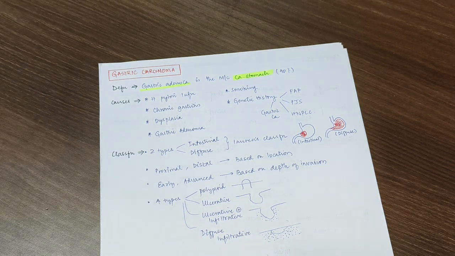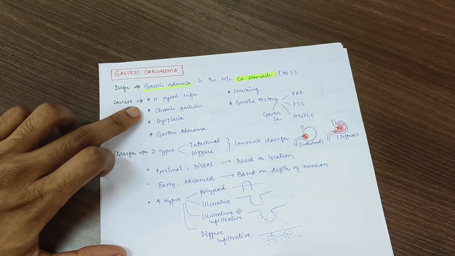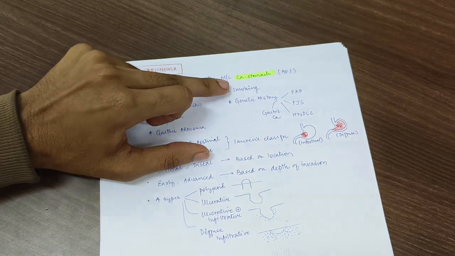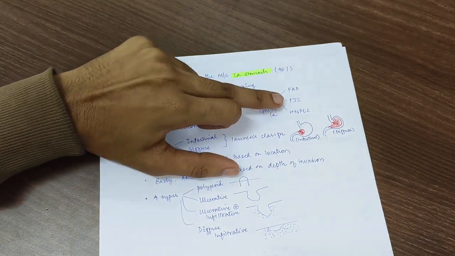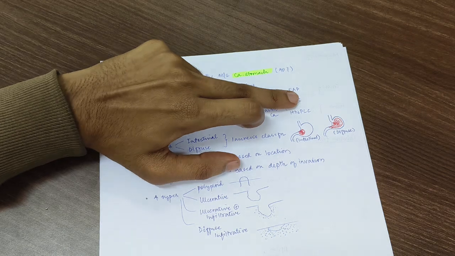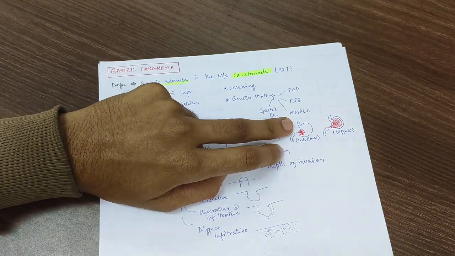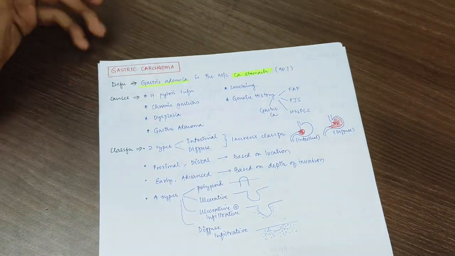Okay, what are the causes? H. pylori, chronic gastritis, repeated infection will lead to carcinoma. Then dysplasia, gastric adenoma, smoking, and genetic history of familial adenomatous polyposis. PJS means Peutz-Jeghers syndrome. HNPCC means hereditary non-polyposis colorectal cancer. And a history of gastric cancer itself.